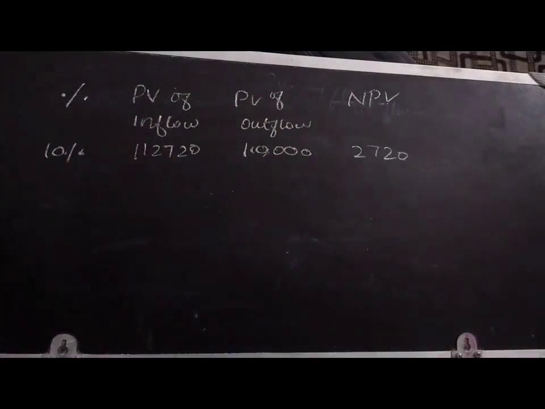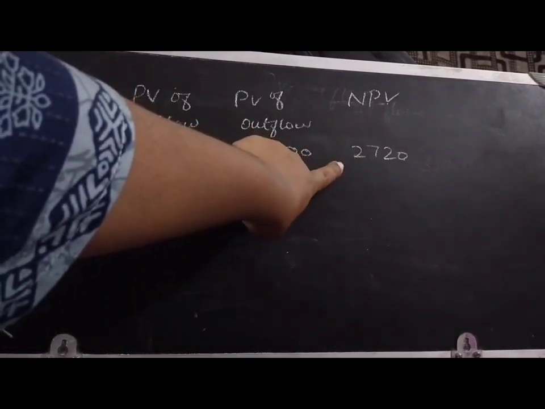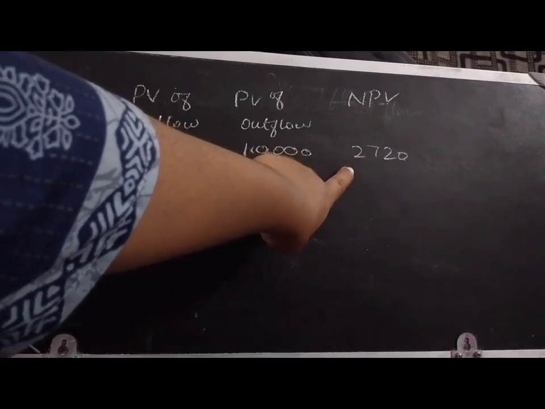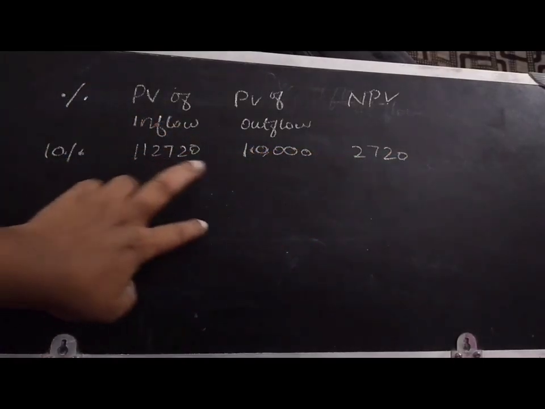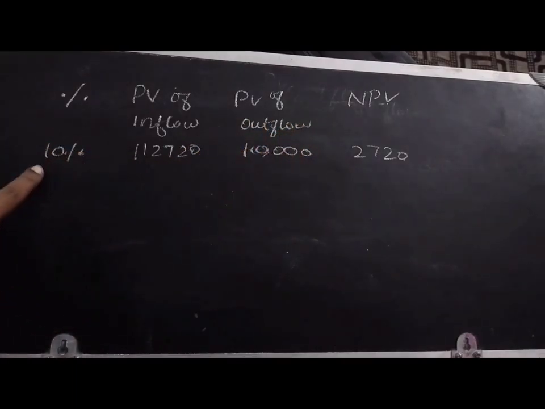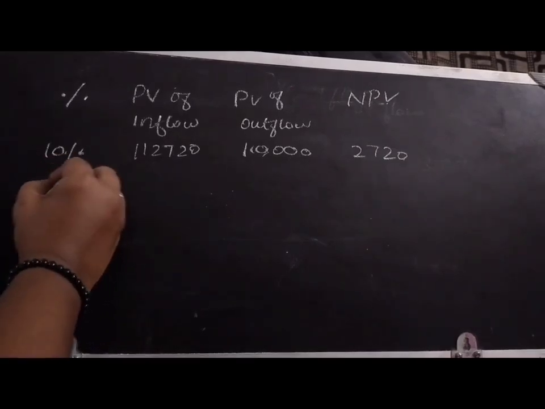Then in the IRR method we need to get NPV as 0. Here we get a positive figure of 2,720. We need to reduce this NPV to 0. So for reducing the NPV we need to increase the discounting factor. So we will take 12%.